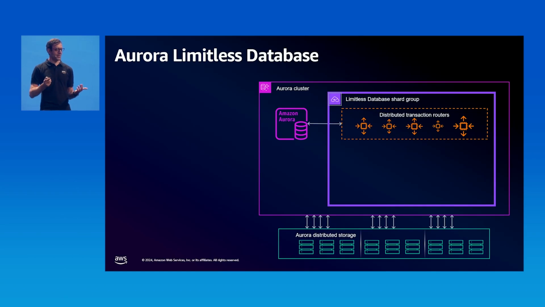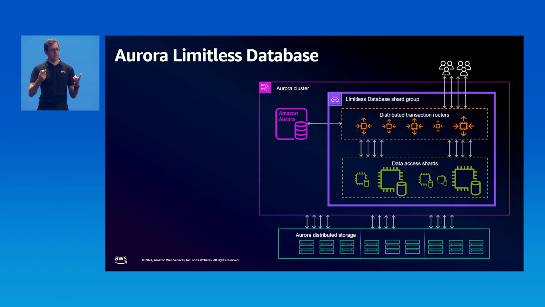We did that with Amazon Aurora Limitless, right? We implemented into Amazon Aurora the Limitless Database shard group. This is a new group that lives inside the same cluster where you also have readers and writers. And we have two components there. The first one is distributed transaction routers. Every request, every session incoming to the cluster comes first to the distributed transaction routers. These transaction routers calculate, based on which query is sent, where they need to send the request forward. And they send it to the second part, which is the data access shards.